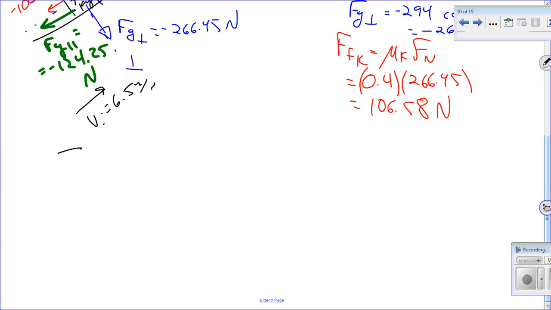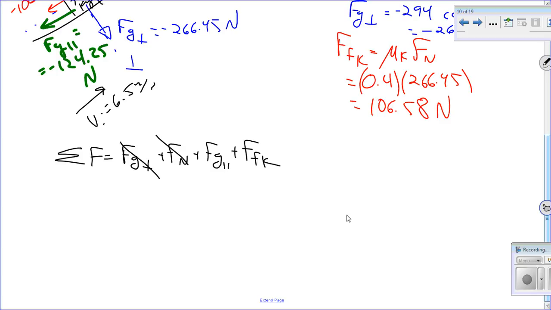find our net force. So the net force is the sum of all the forces. So for us, that's Fg perpendicular plus the normal force plus Fg parallel plus the force of friction kinetic. I think that's all four forces, isn't it? Right. Now, two of those forces I don't really need. Which two? Normal and perpendicular cancel, right? So my net force is really just going to be the negative 124.25 plus negative 106.58. So you get a net force of negative 230.83.